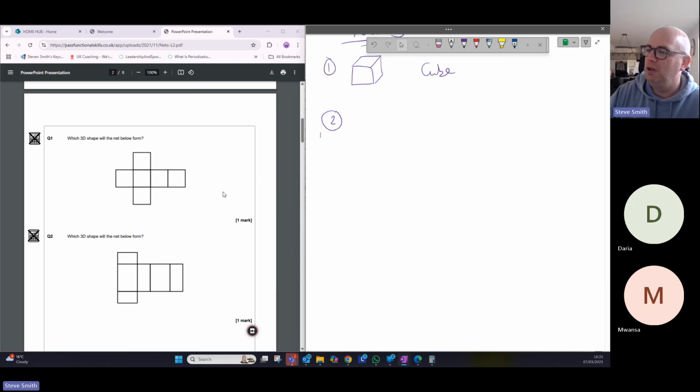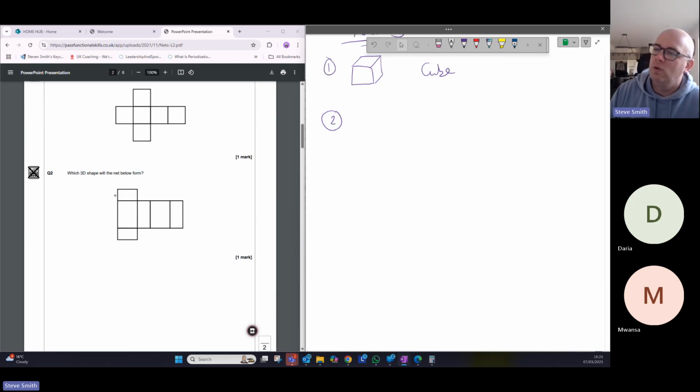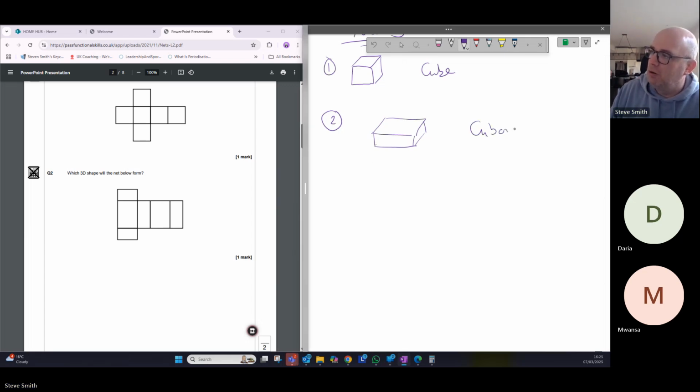Okay, so question 2. We're looking at that again. What shape is it going to come from? It's not a trick question because it doesn't have a bit sticking out there. If we made that shape, I'm thinking of a box of chocolates. That's not the best drawing, I know, but that's a cuboid, because it's basically a cube but with different dimensions. You can't call it a rectanguloid. It's a cuboid.